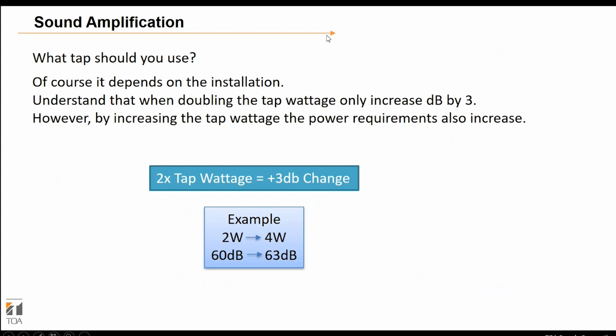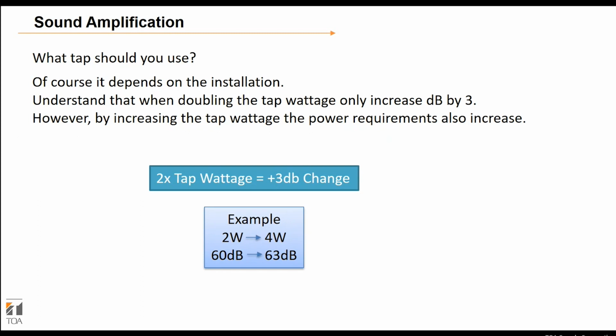So that begs the question of what wattage tap should I use on my speakers? That is going to depend entirely on the installation. It's going to depend on the background noise. It's going to depend on how many speakers are in the system. It's going to depend on how far they need to project, like the distance between the speaker and the listener.